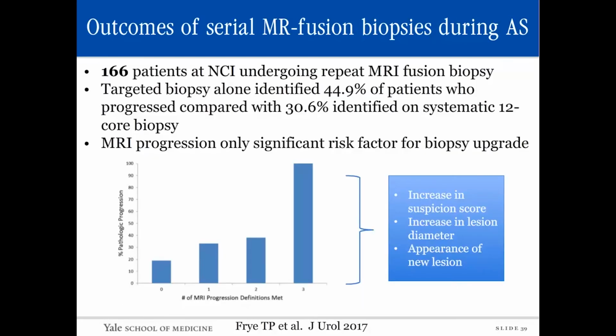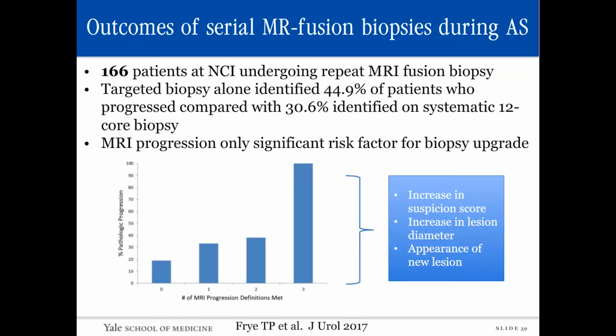So among the 166 patients, 30% of them upgraded on their second fusion biopsy. Interestingly, more patients upgraded in the targeted cores, but 30% of the patients who upgraded did so on systematic biopsy. And the only risk factor for upgrade on biopsy was MRI progression. We define that by really three different things: a change in the suspicion score, the overall suspicion of the MRI, an increase in lesion diameter, does the lesion get bigger, or the appearance of a new lesion.